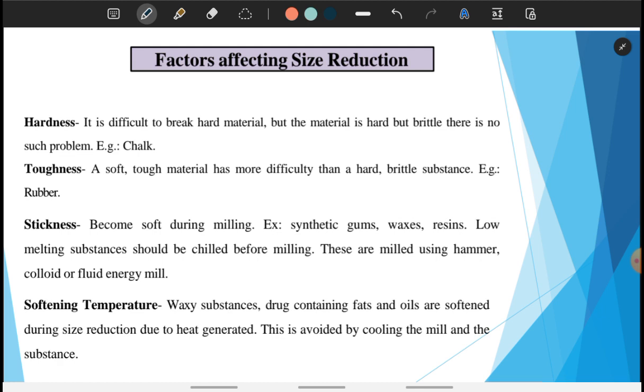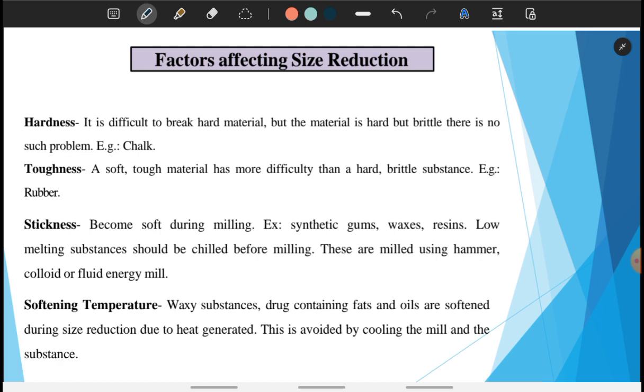So in that case, we treat such material with a liquefied gas, such as liquid nitrogen. These materials are cooled to a temperature between minus 100 degrees Celsius and minus 150 degrees Celsius. At this temperature these materials become brittle, like rubber becomes brittle and breaks. So after that, we can reduce the size of that type of material.